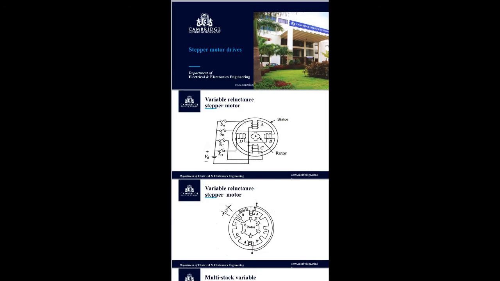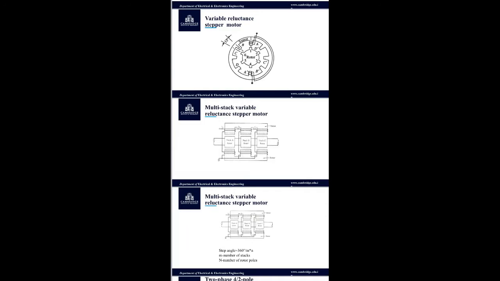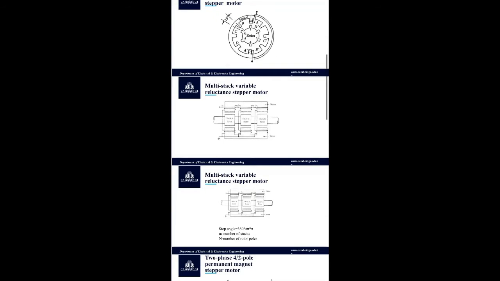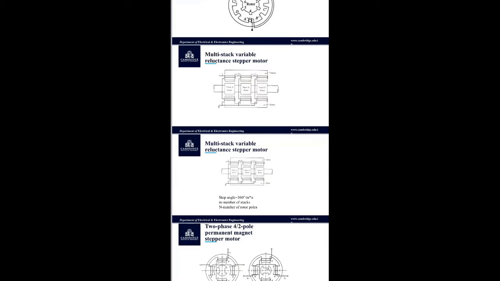Next, we are going to move on to the multi-stack variable reluctance motor. Multi-stack variable reluctance motors are mainly used to obtain smaller step sizes, that is from 2 degrees to 15 degrees. Multi-stack may vary from 3 stacks to 7 stacks. Here in the figure, it is a 3 stack variable reluctance motor. When you want to have more stacks or different step angles, you can vary the number of stacks.